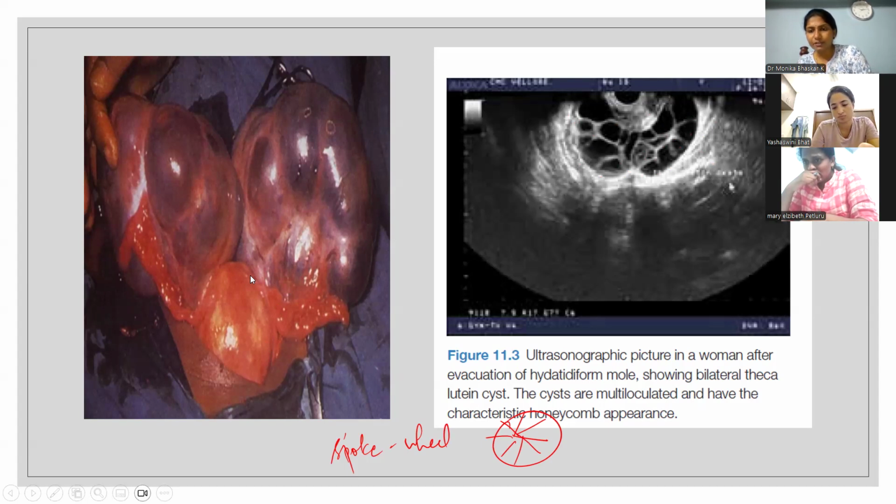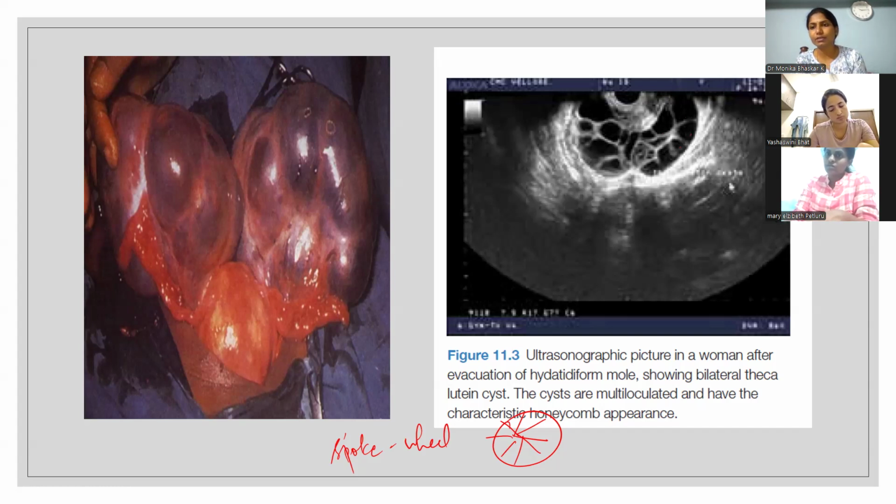So this is an ultrasonic picture of theca lutein cysts, and they are multiloculated and they have a honeycomb appearance or a spoke wheel appearance. This theca lutein cyst usually persists for about 8 weeks after evacuation. Within 2 to 4 months, they go back to a normal sized ovary. To return to the normal size, on an average, it takes about 8 weeks, that is 2 months, but sometimes up to 4 months. So after evacuation, the theca lutein cysts will go back to their normal size.